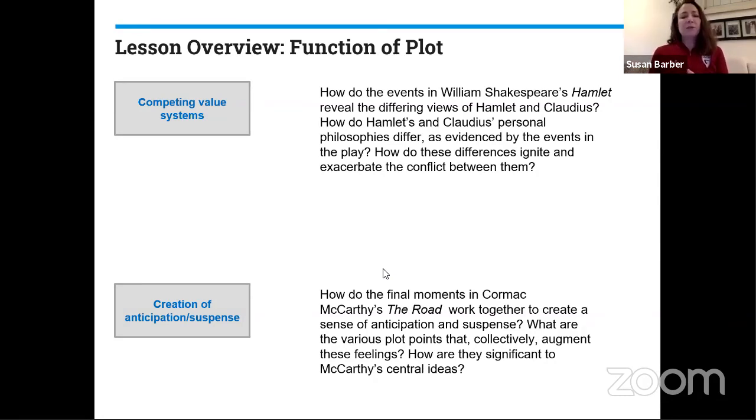So if we think about The Road, and I don't want to spoil this for any of you and highly recommend it if you have not read it, but how do the final moments in Cormac McCarthy's The Road work together to create a sense of anticipation and suspense? And once we think about these final moments, it's easy to go back and pinpoint scenes that relate and build up to that. And then how are they significant to the broader themes of the novel? So that's what we're going to be talking about today, the function of plot.